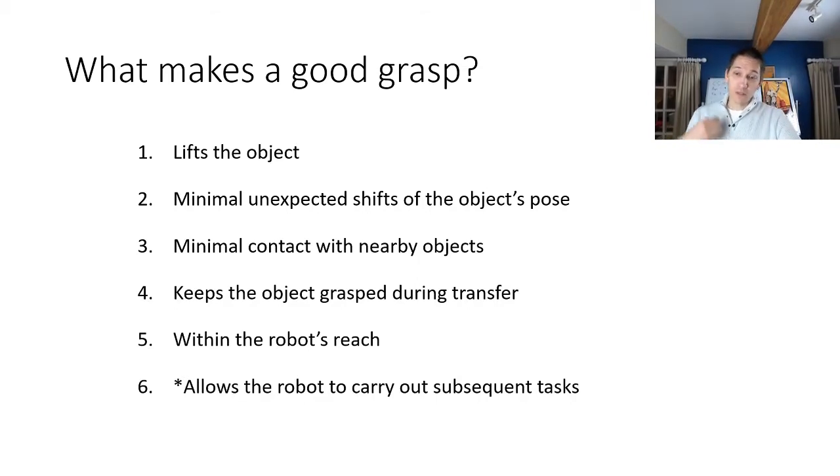We also, especially in clutter, want to not contact nearby objects if possible. If we're in a pile of objects where we could slightly touch the other objects and push them around, that's okay, but we don't want to jam our hands into the sides of, let's say, a container or the sides of a shelf.